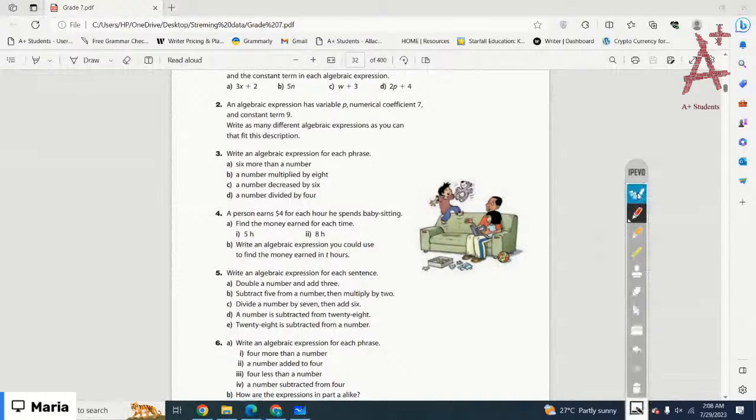Okay, double a number and add 3. Double means you have to multiply a number by 2. It would be 2n plus 3, right? Subtract 5 from a number and then multiply by 2. So it would be, for example, the number is n minus 5. You have to multiply it then by 2.